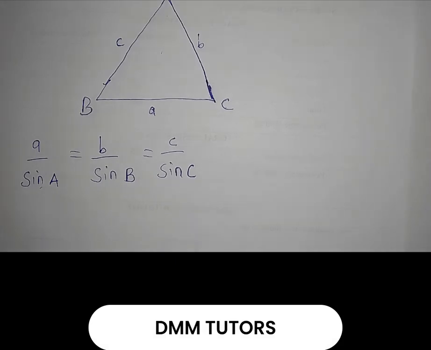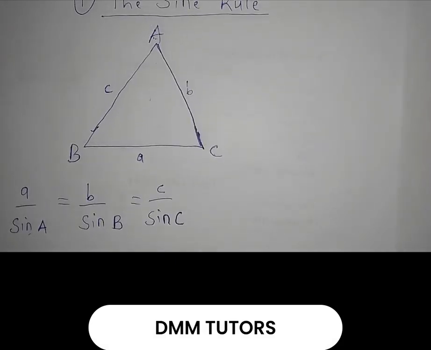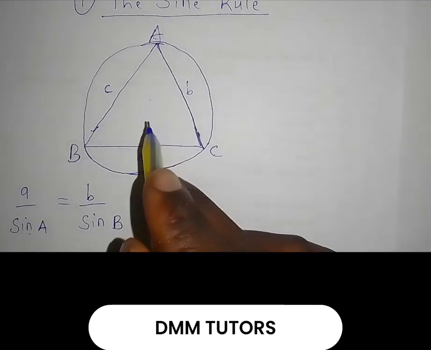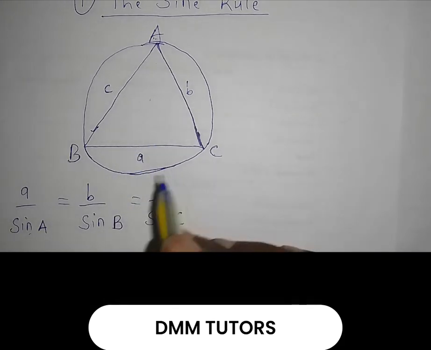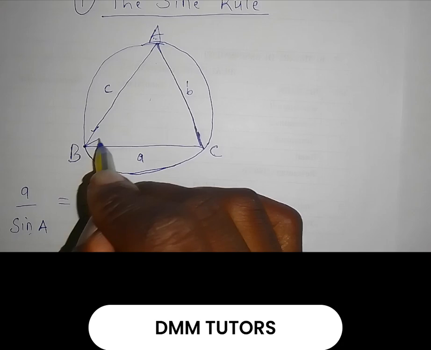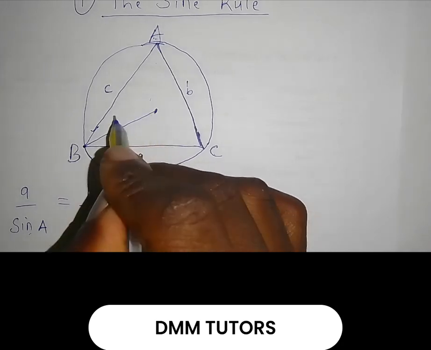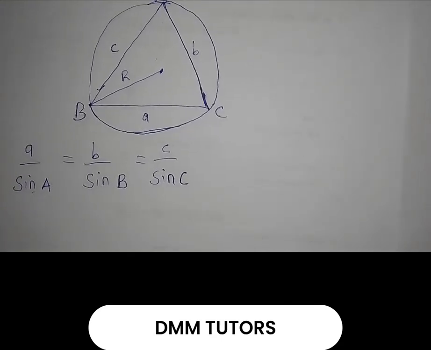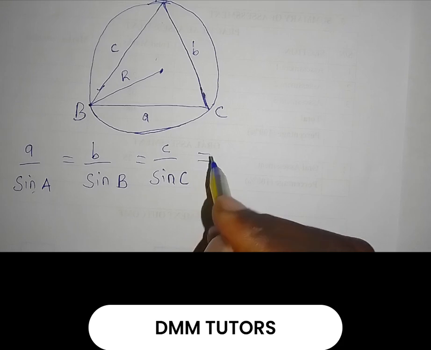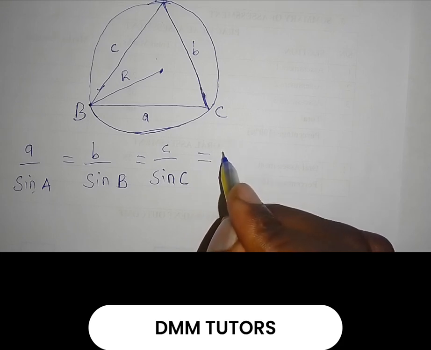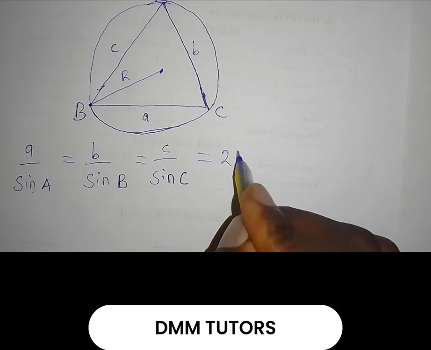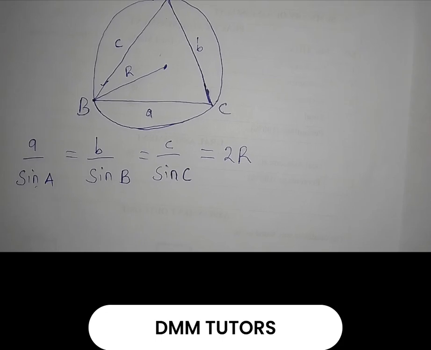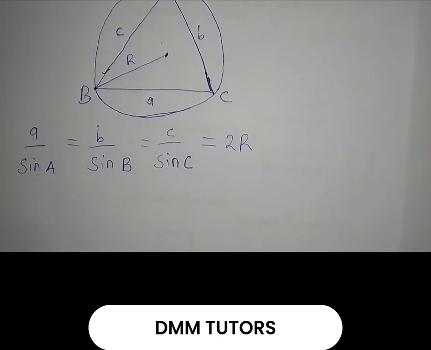And in the case where we have the triangle circumscribed inside a circle of radius r, then the sine rule continues to state that this ratio is also equal to 2 times the radius. So let us see the application of the sine rule.